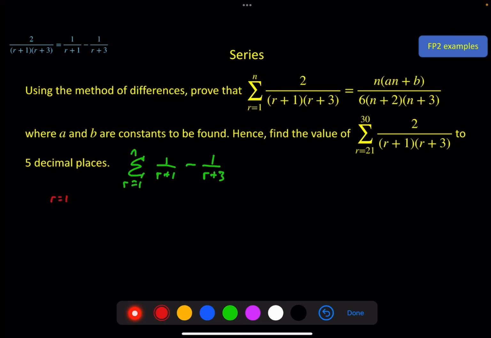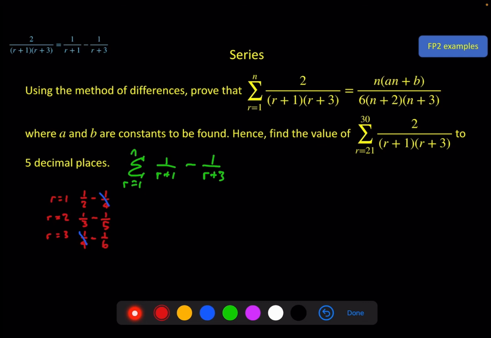When r is equal to 1, we've got 1 over 2 minus 1 over 4. When r is equal to 2, we've got 1 over 3 minus 1 over 5. And you can see straight away nothing cancels there. But don't panic, keep going. It's not always the first 2 terms that will start to cancel. So r is equal to 3 gives us 1 over 4, there we go, minus 1 over 6. So we can see the second part of the first series term cancels with the first part of the third series term. So that cancels with that.